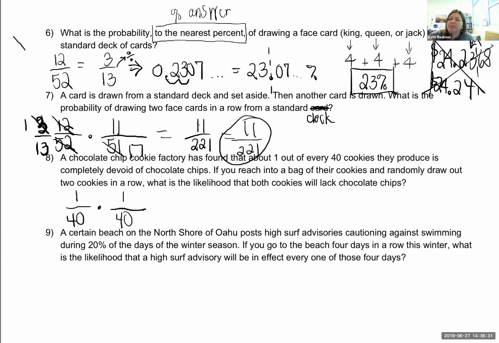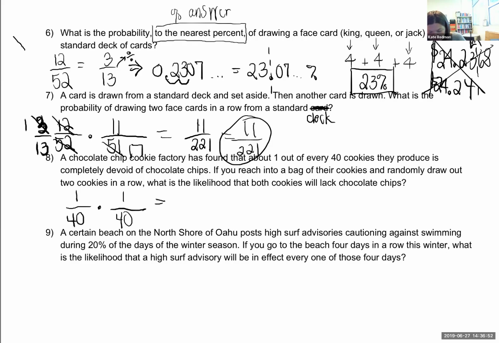It's just like that coin flipping. The machine always does 1 out of 40. The coin always has a 1 out of 2 shot. The dice always has a 1 out of 6 shot. What we do doesn't affect the die or the coin or the spinner or the machine.